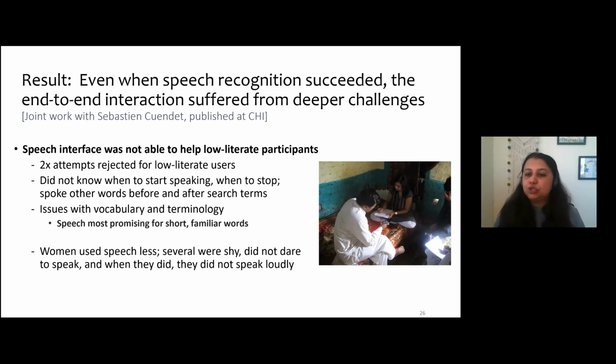We saw that speech worked where the user input was short, familiar words. For example, tomato, gehu, makka, like this was in Hindi.